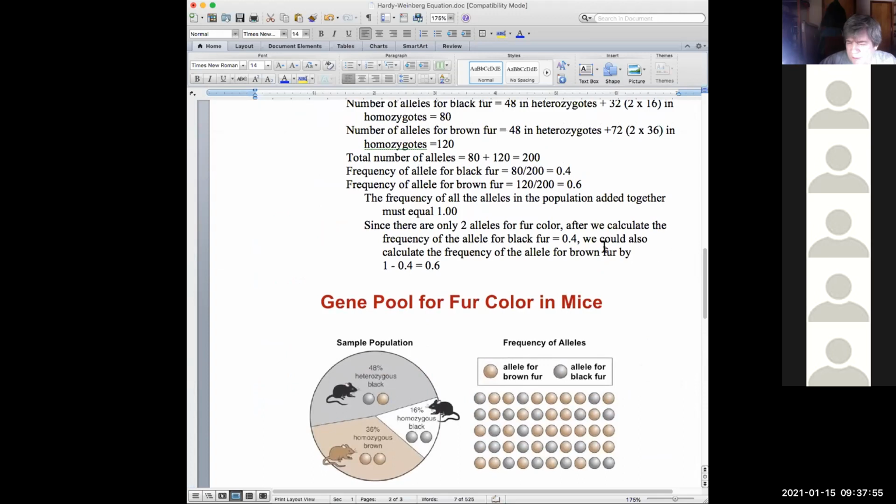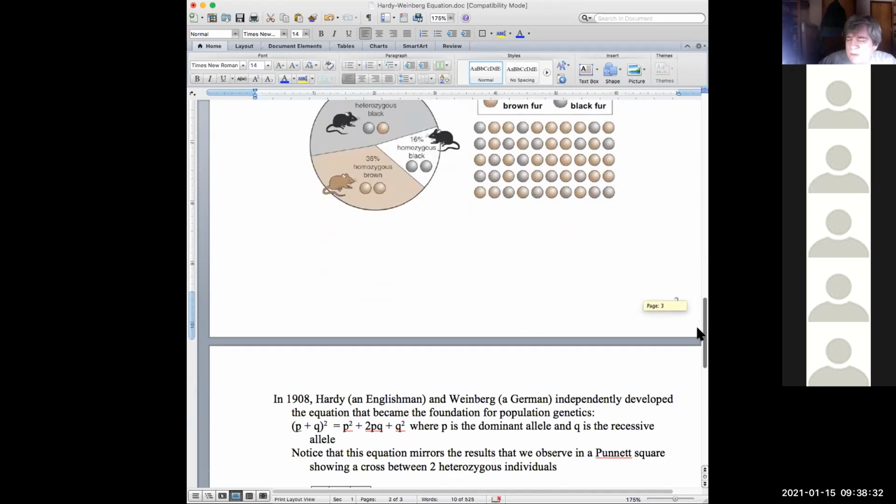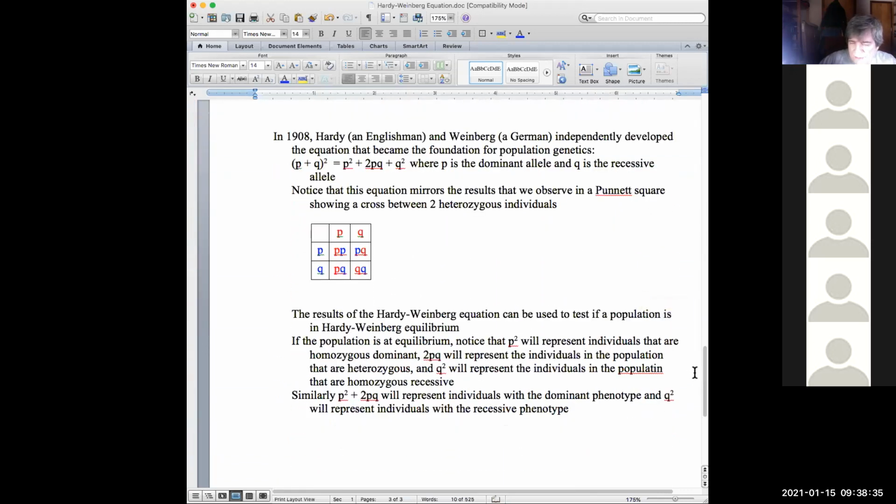So with our mice up here, when we did a little bit of math, we concluded that the allele for black fur has a frequency of 0.4. The allele for brown fur has a frequency of 0.6. If this population is in Hardy-Weinberg equilibrium, we should be able to come back in a few generations and the frequency of the allele for black fur will still be 0.4. The frequency of the allele for brown fur will still be 0.6. And not only that, we can use these frequencies to give us some other information.